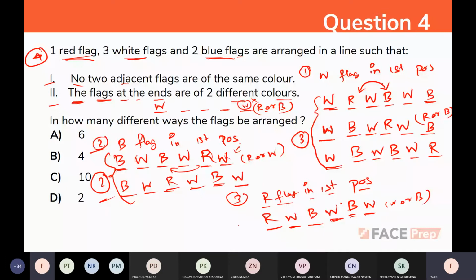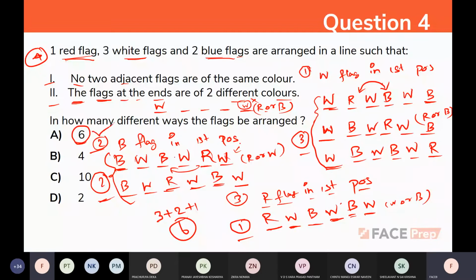So what are all the possible arrangements we have got now? The sum of all the possible arrangements. Someone say, which is six, correct. Thanks. Just 3 plus 2 plus 1, which is 6. That is the answer. So this is one method.